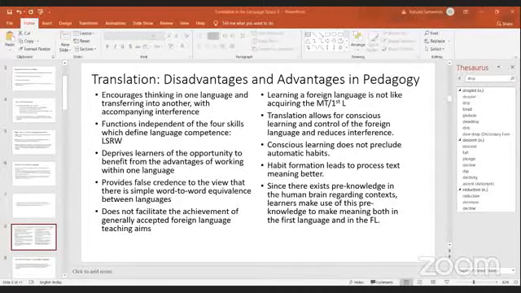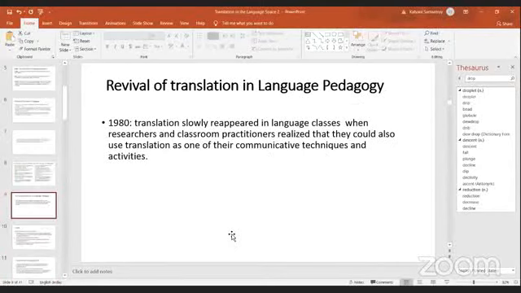So what could be the proposition if we reintroduce translation as a pedagogic tool? Translation revived as a language pedagogy in the 1980s. It slowly reappeared in the language classes when researchers, educationists, and classroom practitioners realized the ways in which they could actually use translation as one of the communicative techniques and activities.